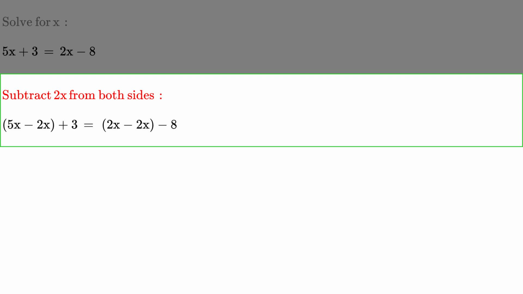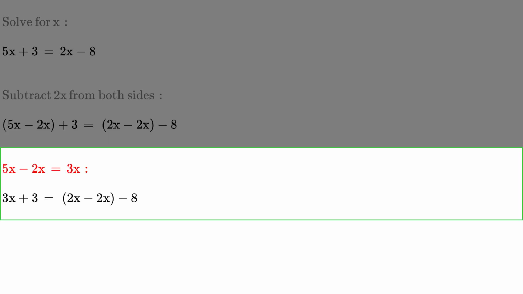Subtract 2 times x from both sides. The result is 5x minus 2x plus 3, and 2x minus 2x minus 8. 5 times x minus 2 times x equals 3 times x. So we have 3 times x plus 3 equals 2 times x minus 2 times x minus 8.